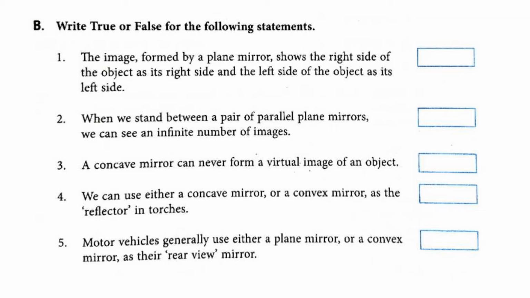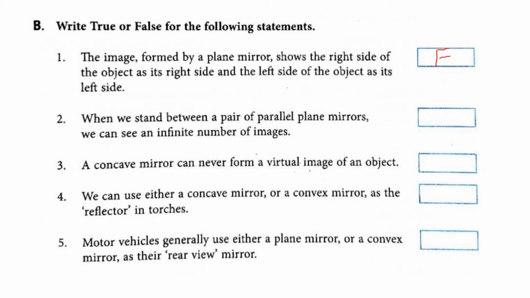Children, you know already that we have lateral inversion here. What is happening? The right side of the object will become the left side, and the left side of the object will become the right side, but the statement is given wrong here, so this is a false statement.